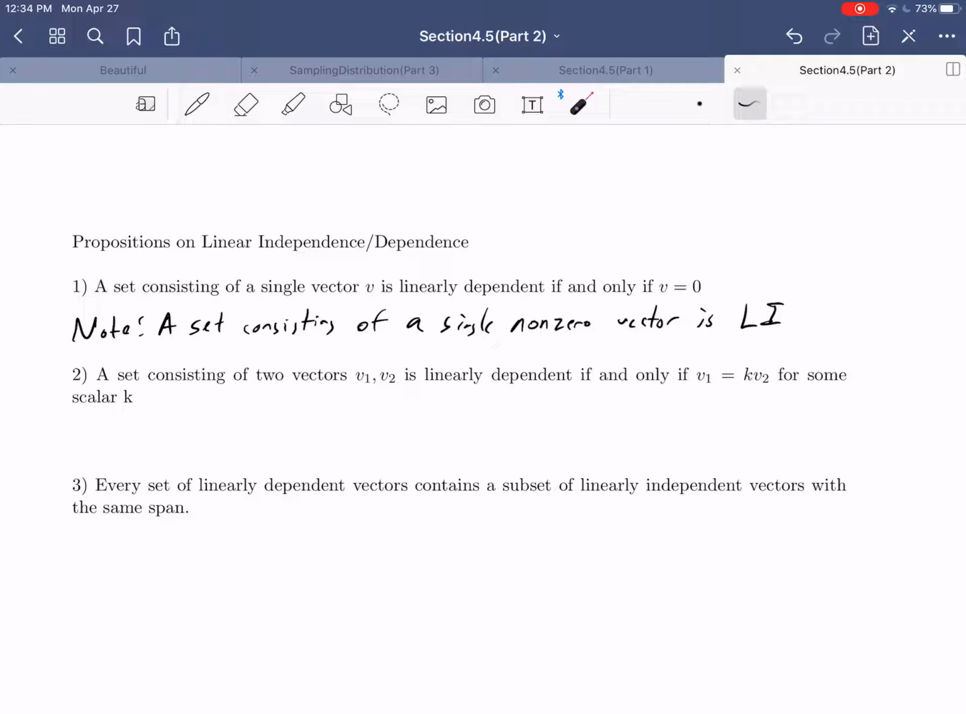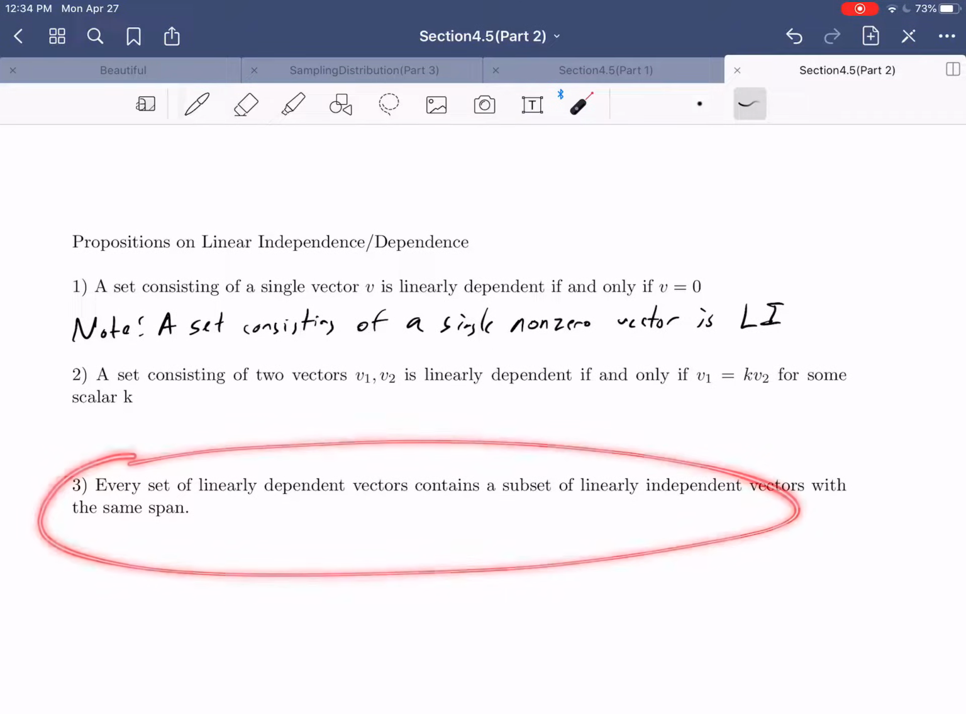If you remember in the previous video, we proved two major things. One, we said that any set of linearly dependent vectors contains at least one vector that is a linear combination of the others. We also proved that if you remove a vector that is a linear combination of other vectors, it does not change the span. This proposition just puts those two things together.